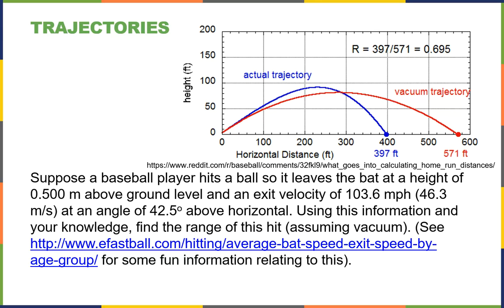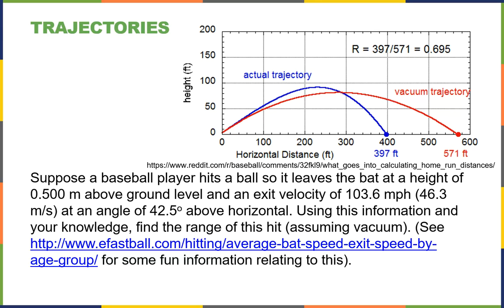This here is more like 30-degree angles that came off the bat, so it's not the longest distance you can get from the speed the ball came off the bat. But you see there's like a 70% of the vacuum trajectory is what you get with air. So air is going to make it go a much shorter distance. My calculation, of course, is going to be pretending there's no air.